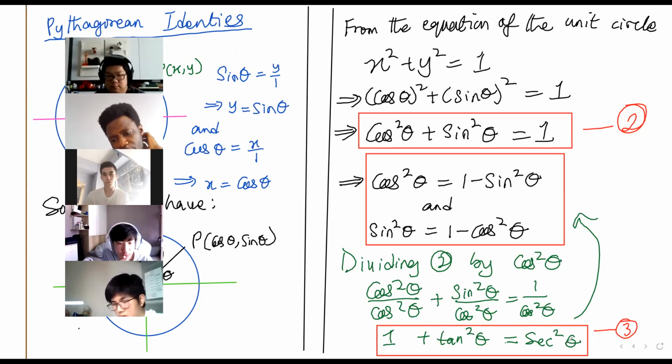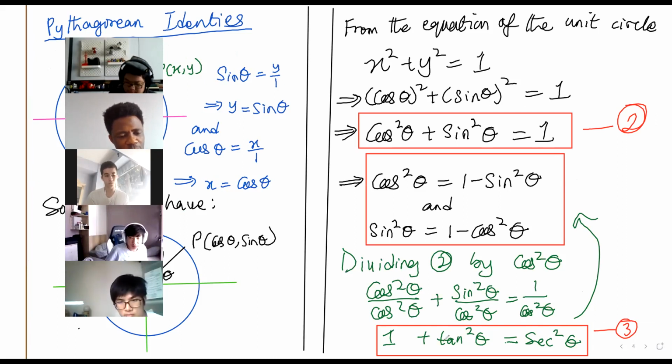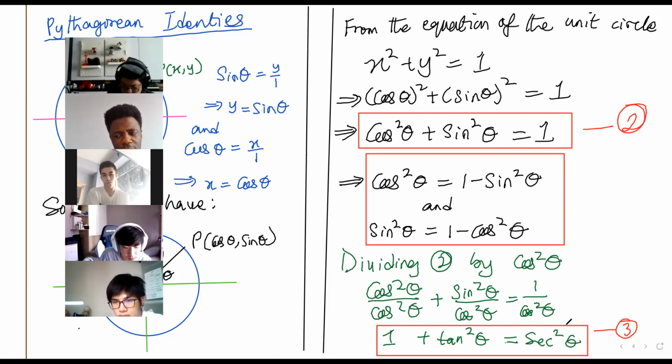I forgot to write that. So please, you write that. After 3, you write the implication just like this. If you make tan squared the subject, you are going to have sec squared minus 1. Okay, so please, I need you to write that.